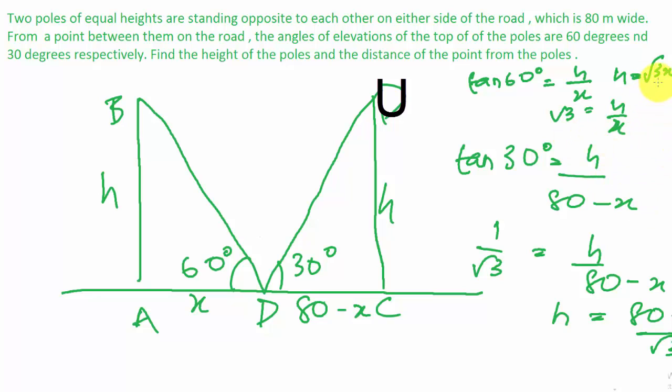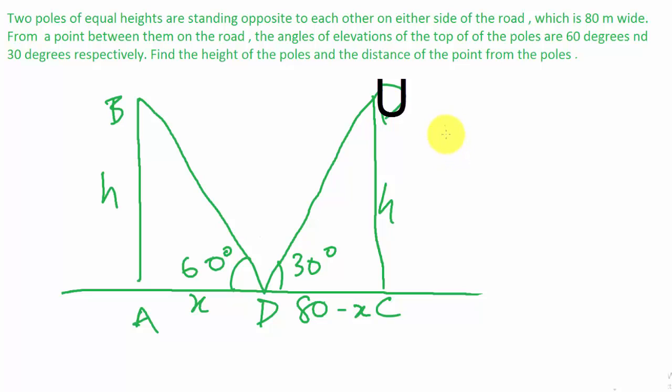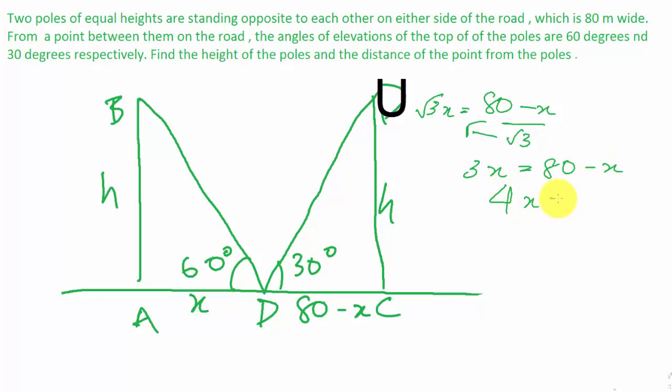Now, just compare these two equations right here, and we get root 3x is equal to 80 minus x by root 3. Let me just cross multiply. That is 3x is equal to 80 minus x. That is 4x is equal to 80. Now x is equal to 20.